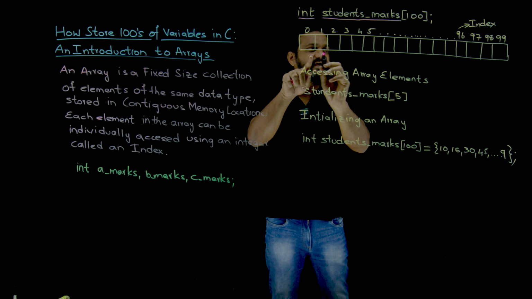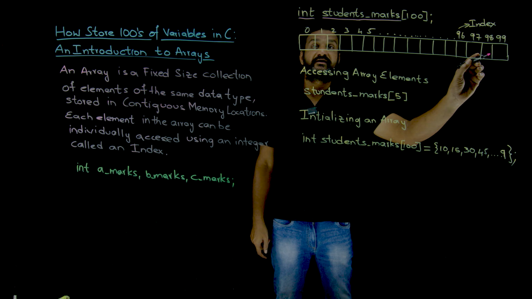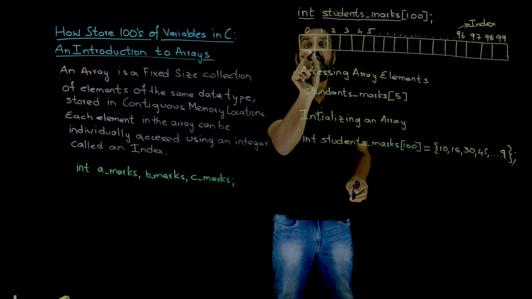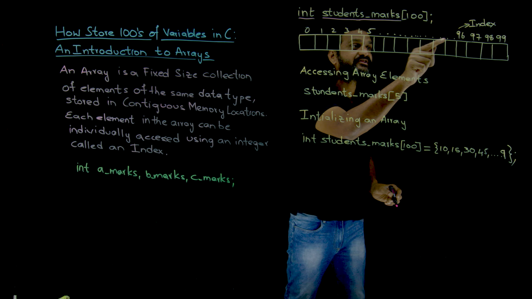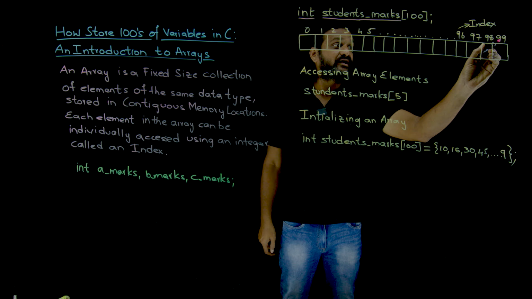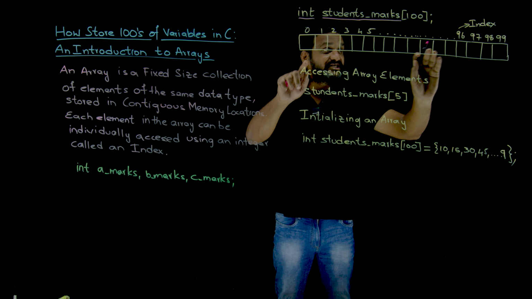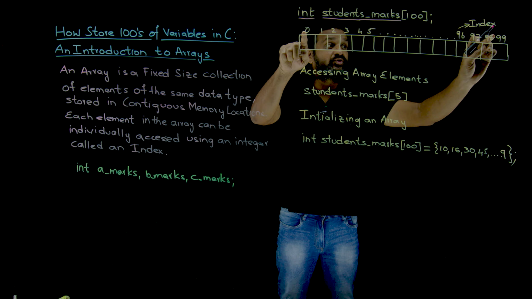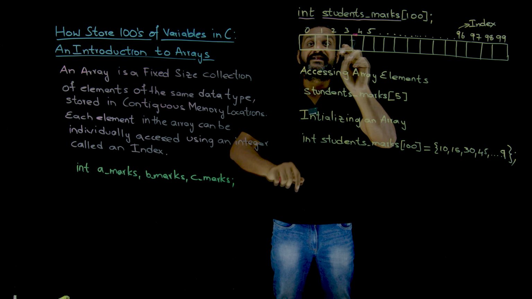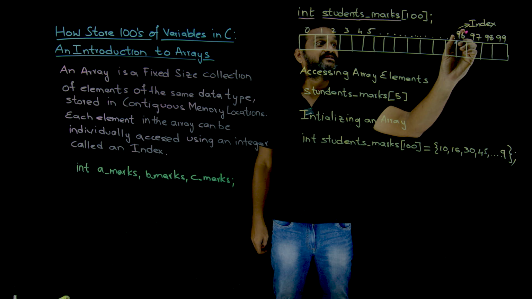Now see this diagram. Within this entire big square box, we have multiple partitions. Each partition corresponds to an element in the array. Now, what are the numbers on top of this box? These numbers start from 0 and go up to 99. So in this case, 100 boxes are created, and we can store a total of 100 elements within this array. These numbers, through which we access the elements in the array, are called an index.